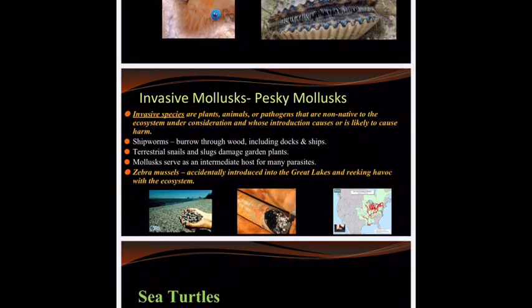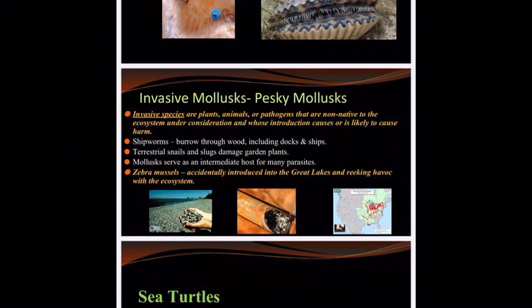Okay, so the invasive species that are bivalves that affect the United States are the zebra mussels. And you need to remember that invasive species can be plants or animals or even pathogens that are non-native to our ecosystem, and their introduction into our ecosystem causes or may cause harm. So there's shipworms that burrow through wood, including docks and ships. We've got our terrestrial snails and slugs that damage our garden plants. But the biggest mollusk from the ocean that is an invasive species in the United States is the zebra mussel.